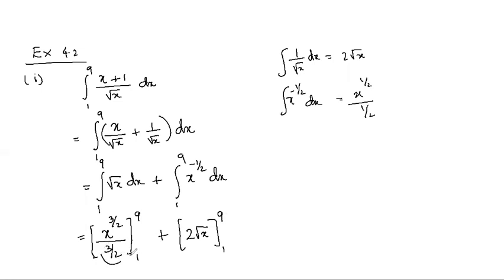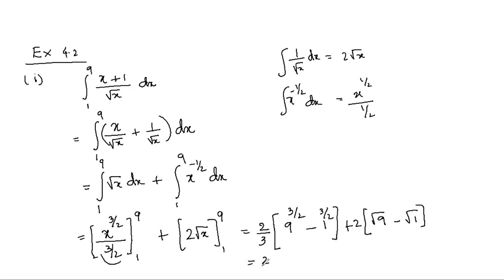Now this 3 by 2 upon 3 by 2 will become 2 by 3. Now replace x by upper limit, 9 raised to 3 by 2, minus, replace x by lower limit, 1 raised to 3 by 2. Did you notice what I did with the constant? I did not keep the constant all the time. I removed the constant outside, 2 by 3. Then I replace x by upper limit and lower limit so that our calculation is easier. Same way, this 2 I'm going to take common, then replace x by upper limit, then replace x by lower limit.